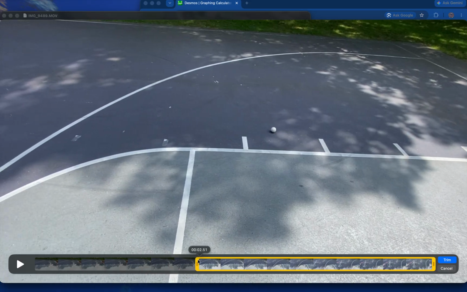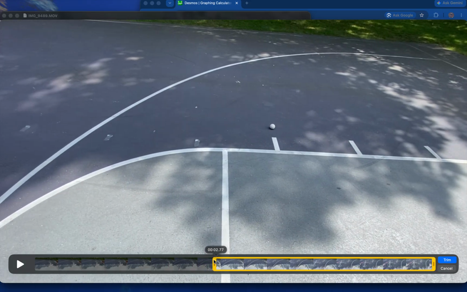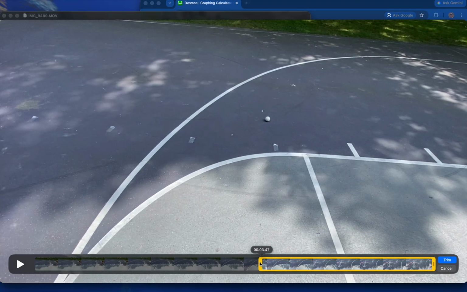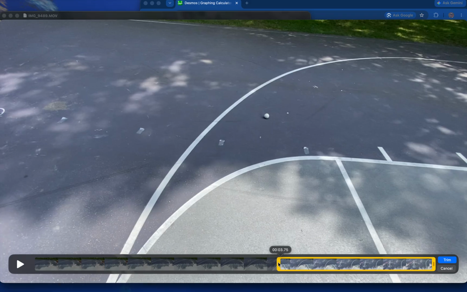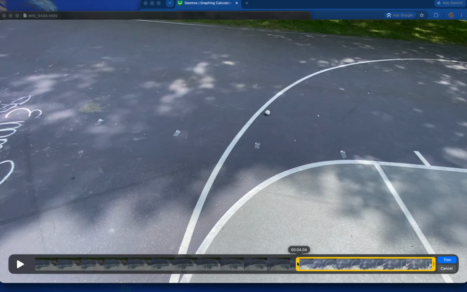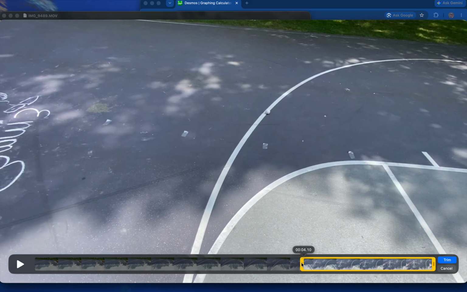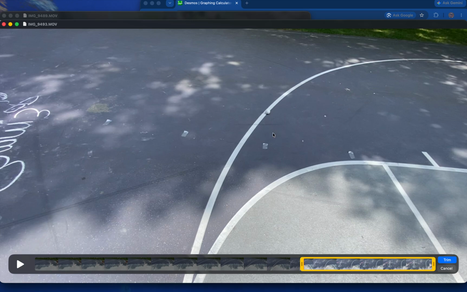2.1, 2.77. It's going off at a little bit of an angle, 3.47, 4.05 or 4.1-ish, and so on and so forth. Okay, so you could plot that too.